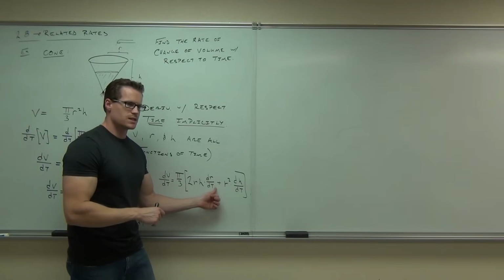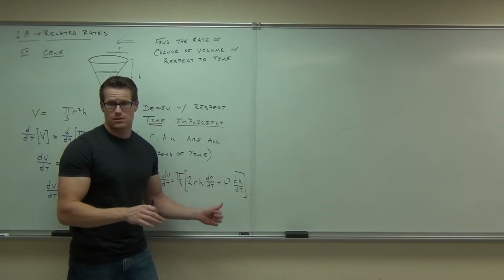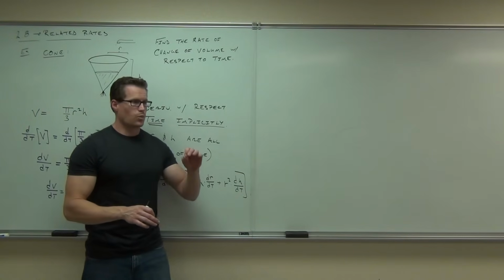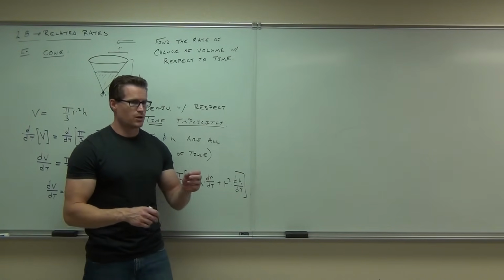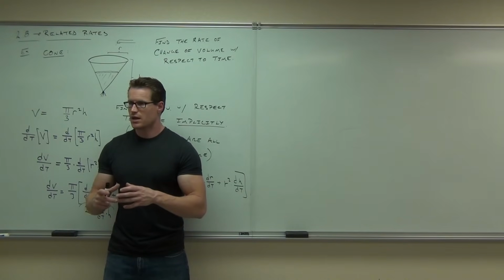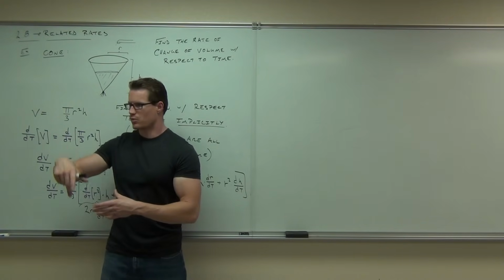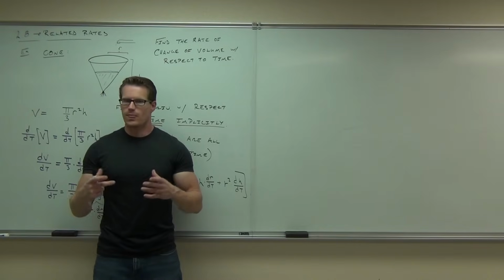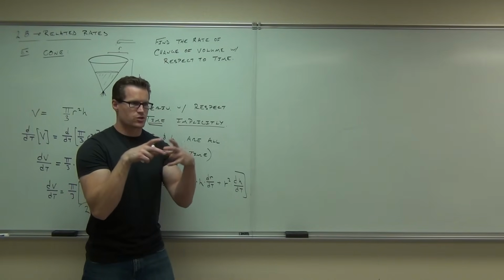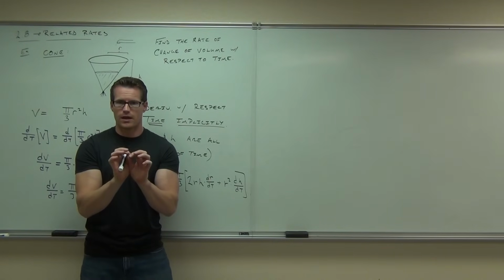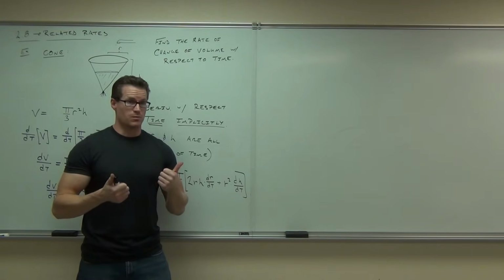What is dr dt? Sure, but what does it mean? The change in the radius over time, how the radius is changing with respect to time. Does that make sense? It'll either be growing or falling, depending on whether we're putting water in or taking water out. So we need to know the rate at which it's changing for a moment of time. That will tell us how the volume is changing in a moment of time.